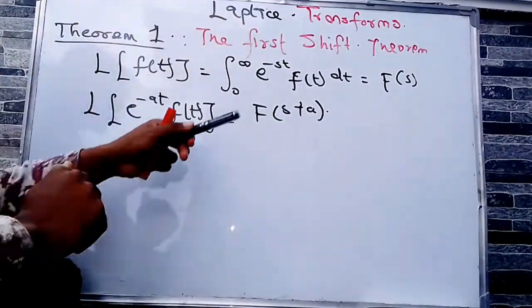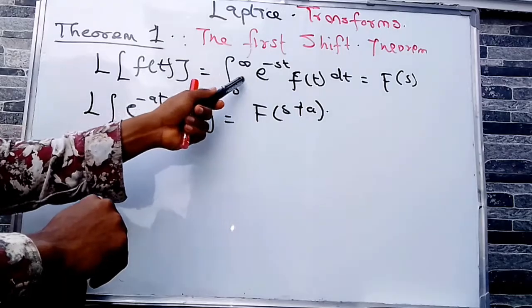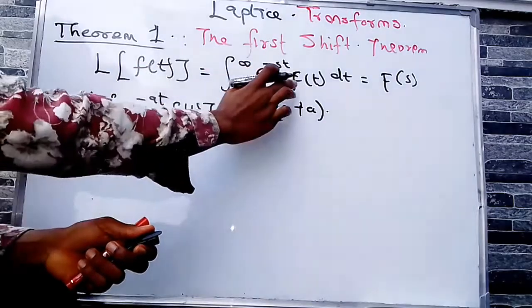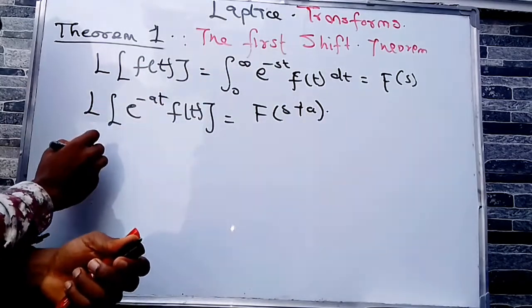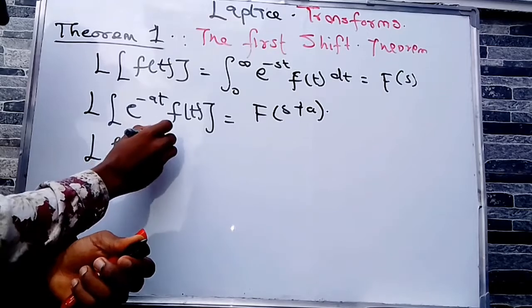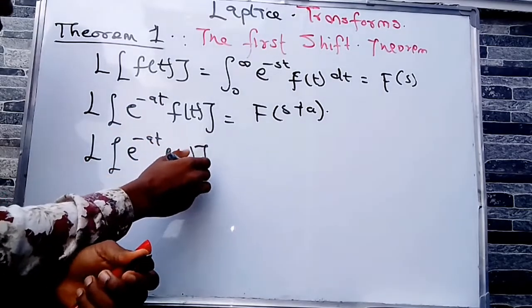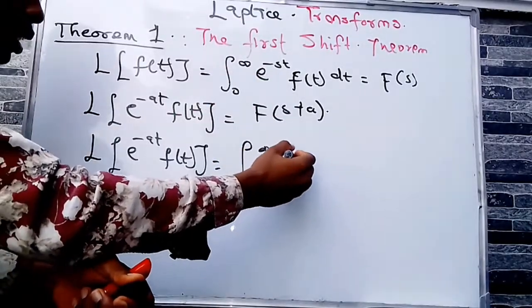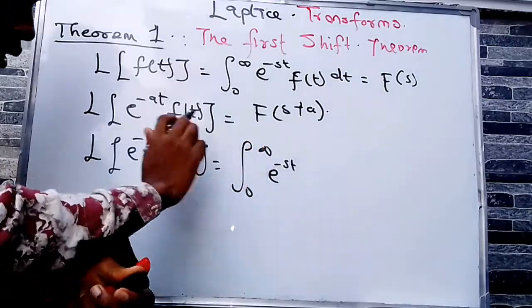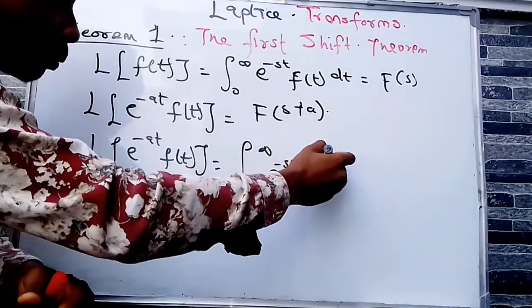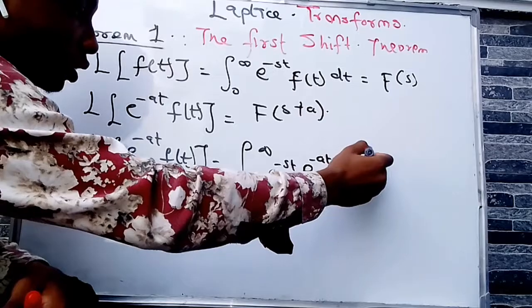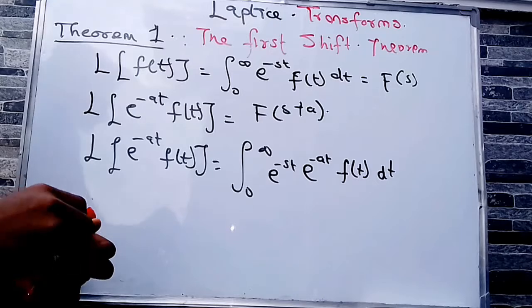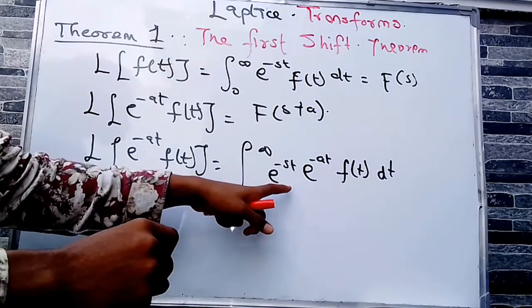If the Laplace of a function of t is equal to the integral from 0 to infinity of e to the minus st f of t, then let's express this also. That means the Laplace of e to the minus at times a function of t will be equal to the integral from 0 to infinity of e to the minus st. Now we have two functions of t, so we're going to write both of them, times e to the minus at, f of t dt, right?